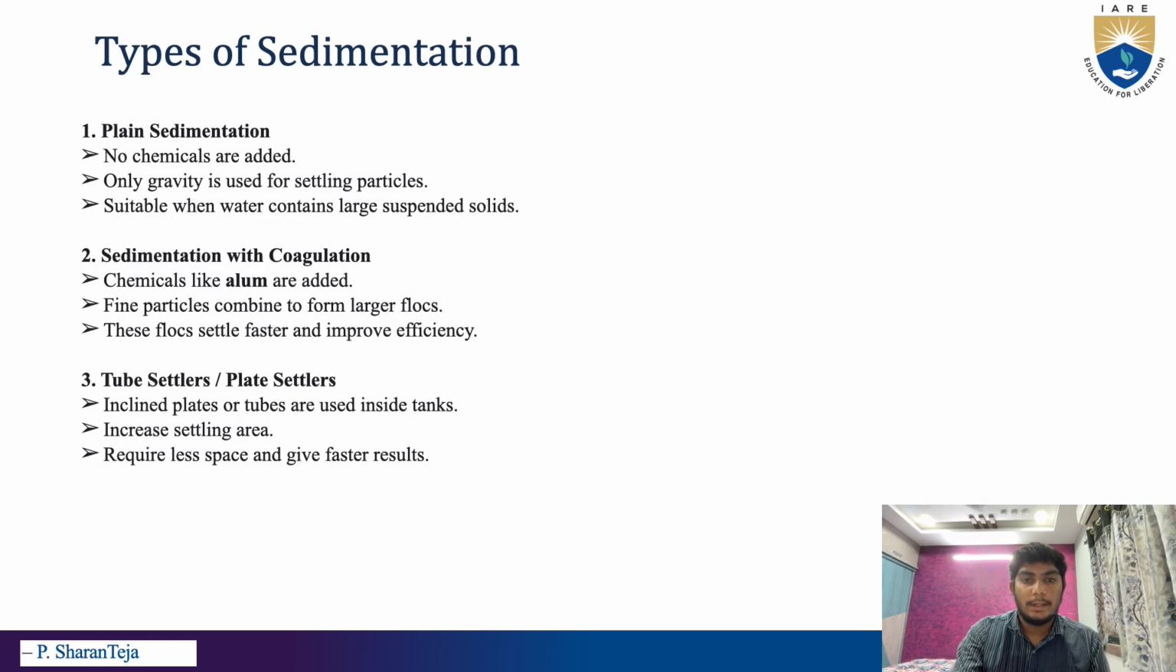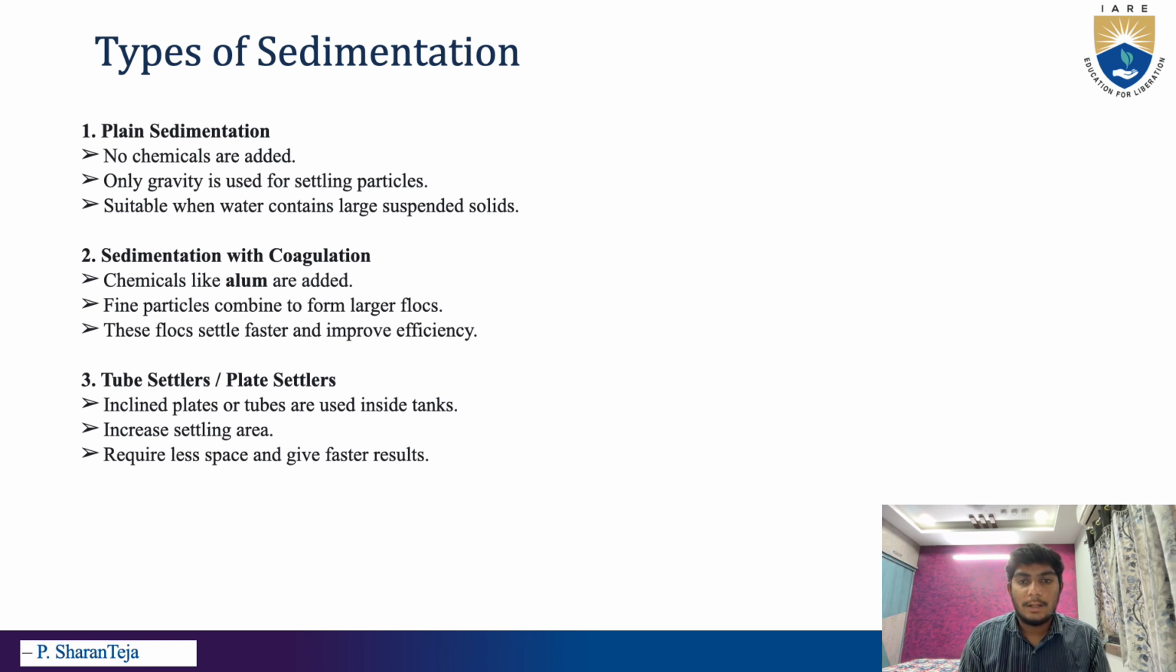Types of sedimentation. There are different types of sedimentation used in treatment plants. First one is plain sedimentation. In this process, no chemicals are added, only gravity is used. This is suitable when the water contains heavy and suspended particles. It is simple and low cost.